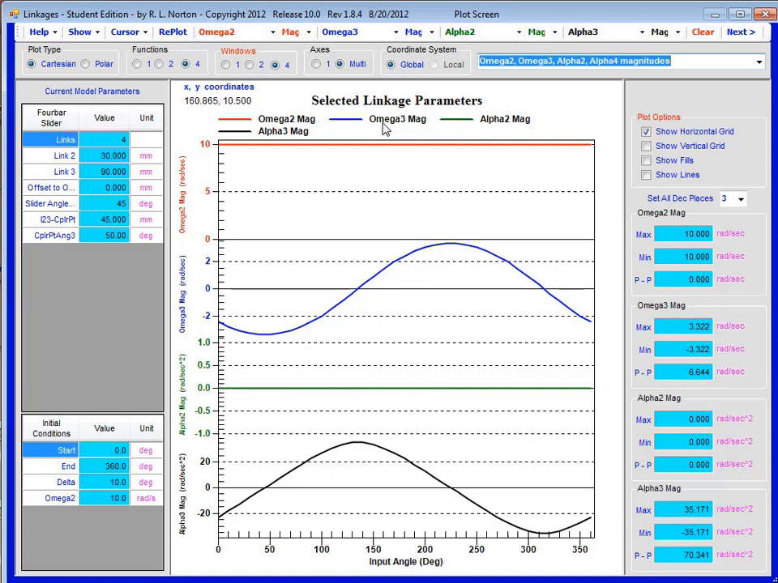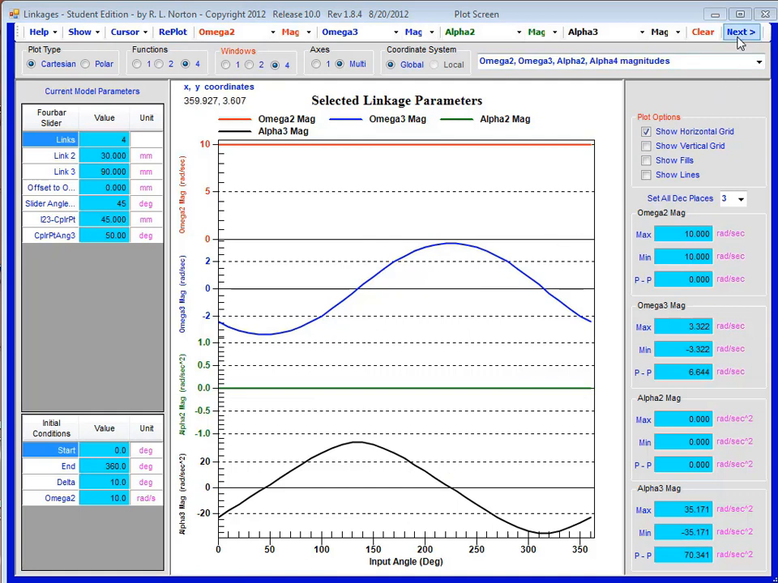And then the angular rotation of the coupler is shown here. You can see it's oscillating between negative and positive values, which makes sense. And this up here says alpha 4. That actually is alpha 3, right? Alpha 3. So this is the angular acceleration of the coupler. So that shows you how you can get these plots that you'll need for this lab.